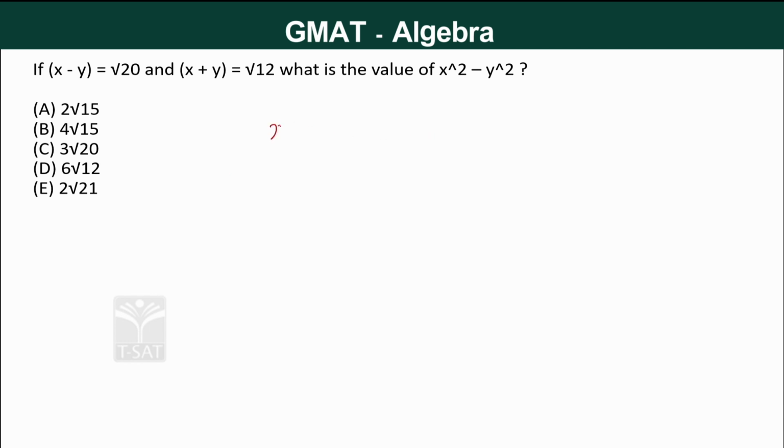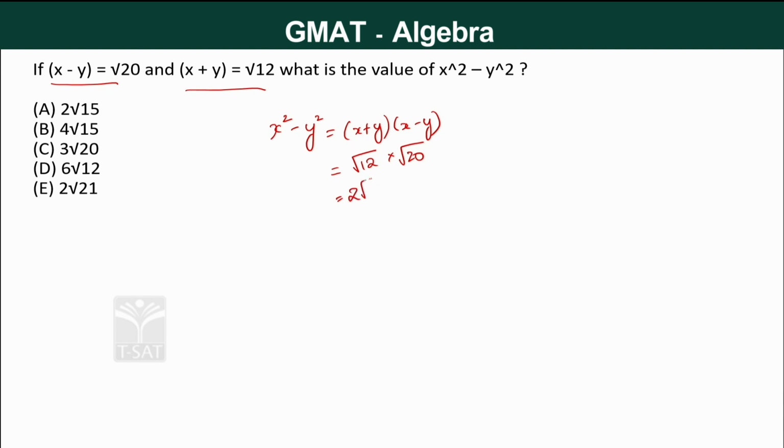We all know that x square minus y square is nothing but the product of x plus y and x minus y. We are given the value of x minus y as root 20, and we can substitute x plus y as root 12. So this will be the product of root 12 and root 20. 12 is 4 root 3, and the square root of 4 we know is 2.